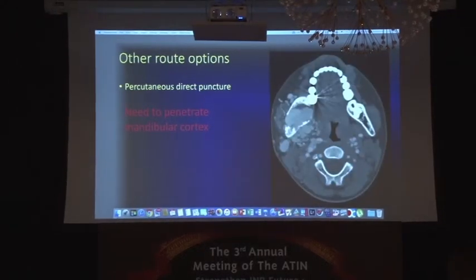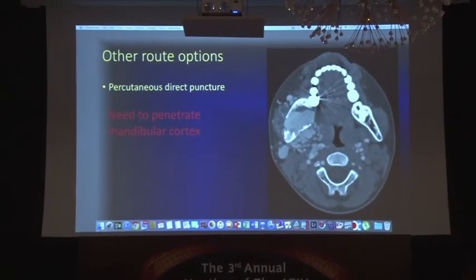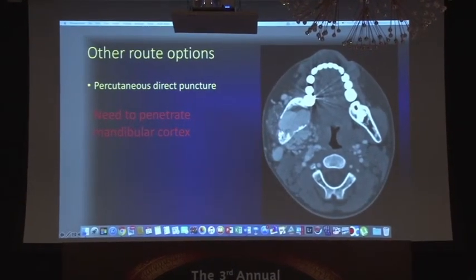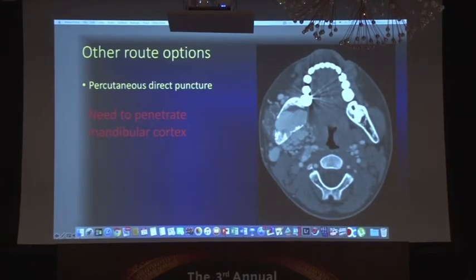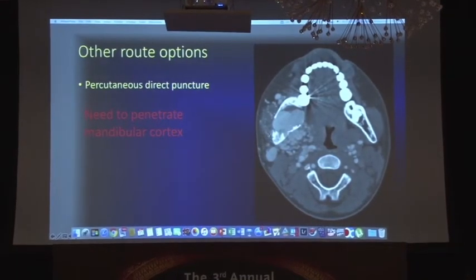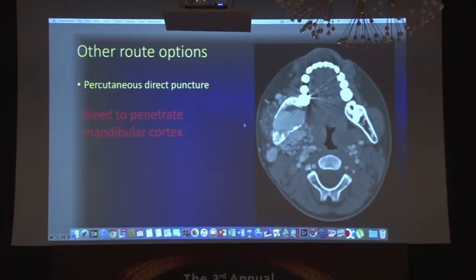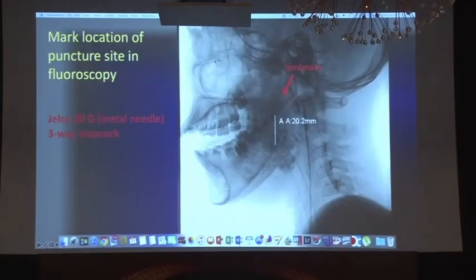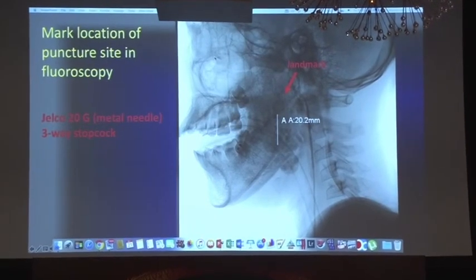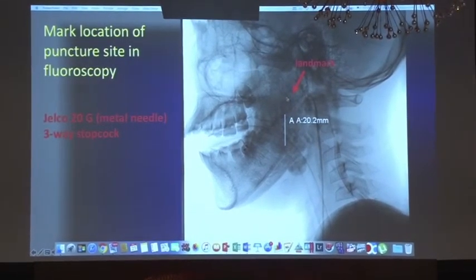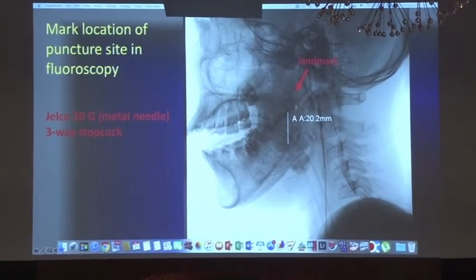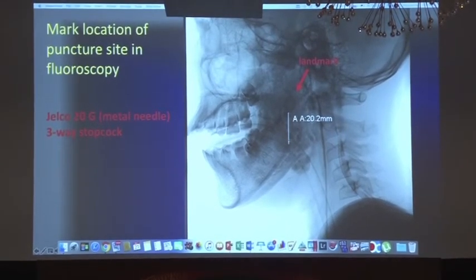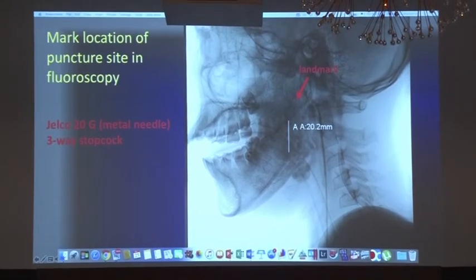Fortunately, when I review the CT scan, you can see that in one part of the mandible the cortex is lost, or very thin. I think at this side we can puncture the needle inside the vein. So we mark the location of the puncture site by using the floating tooth as the landmark. So this area is for the puncture site.